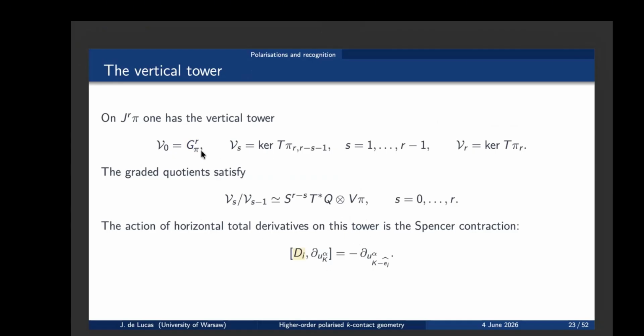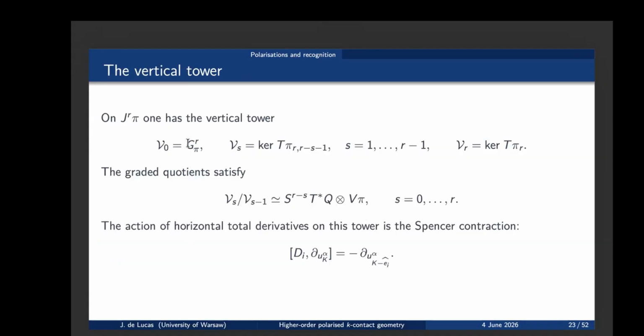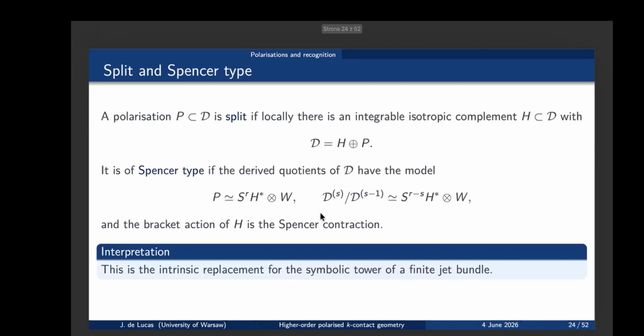If we want to describe jet bundles, not only do we have to think about this as a polarization, we have to see that this polarization has other things related to it, yeah? What we are going to do is give certain polarizations of a certain kind, with conditions that can be checked, and this will tell us when a certain polarized K-contact manifold is locally a jet manifold.